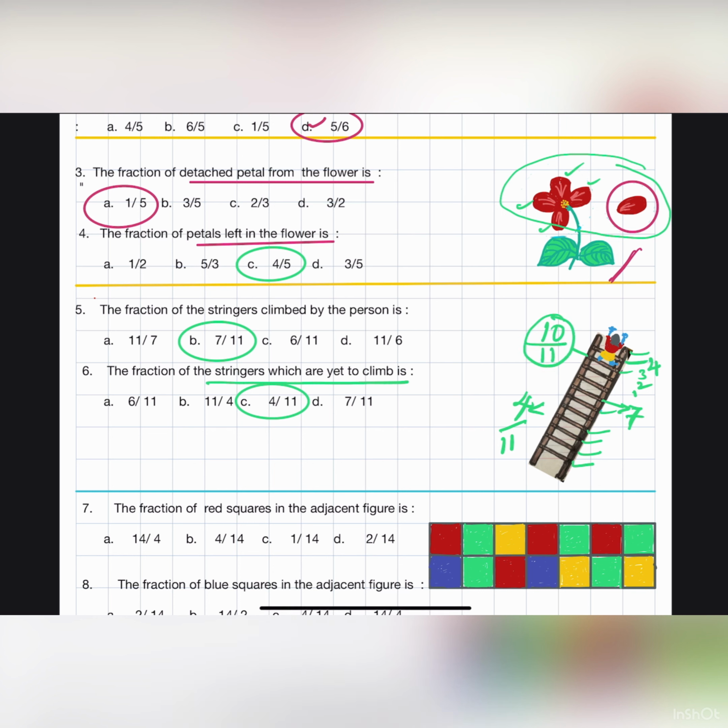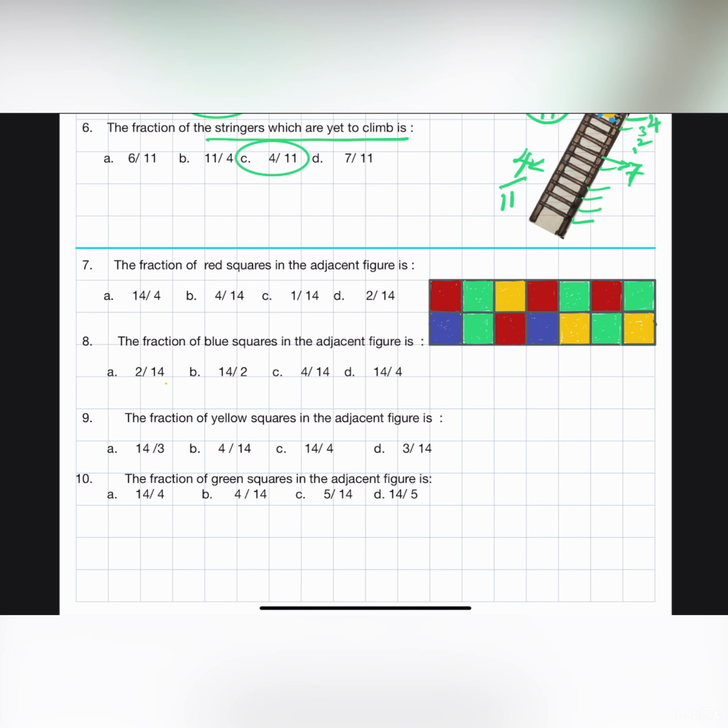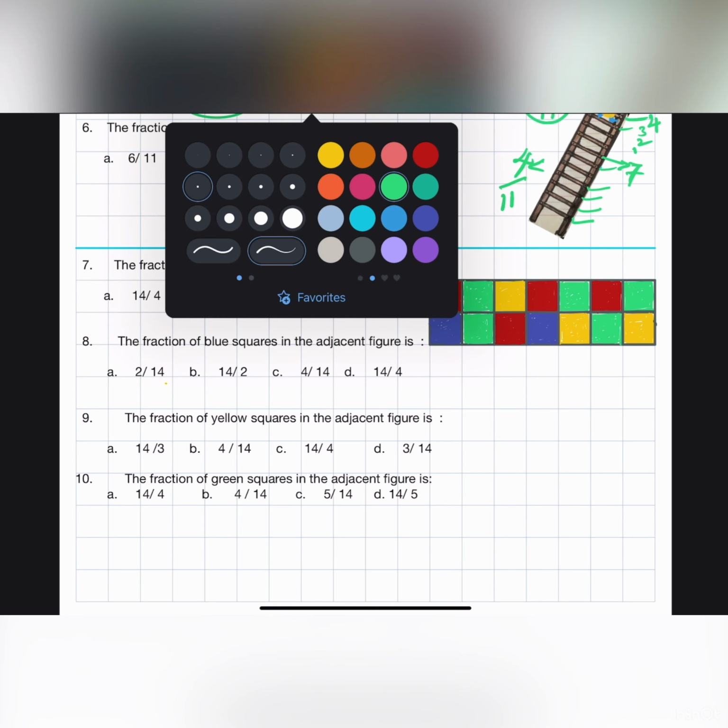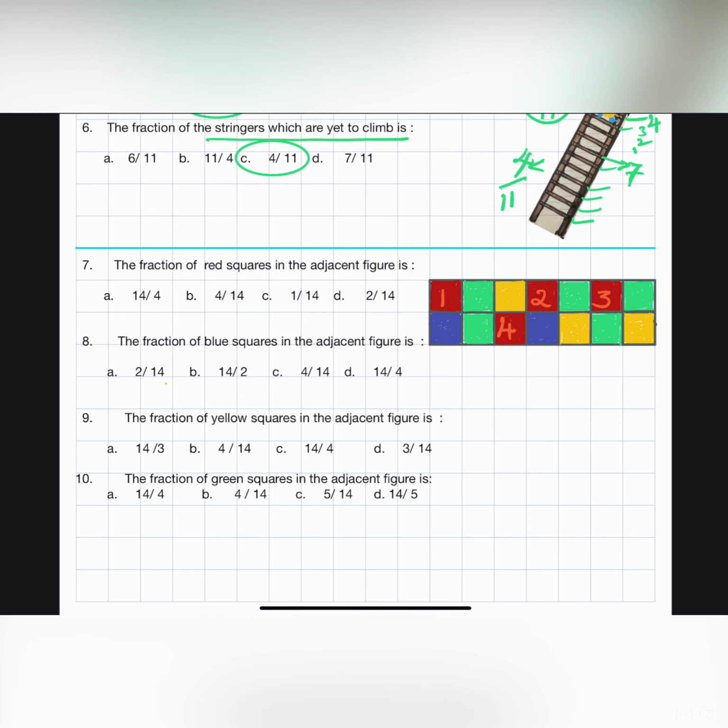Now we will go for the 7th one. The fraction of red squares in the adjacent figure is. How many red squares are there? Let us note: 1, 2, 3, 4. 4 red squares out of how many? Here we have 7 by 2: 1, 2, 3, 4, 5, 6, 7, and 7 2s are 14. So 4 red squares out of 14 squares. Option B.